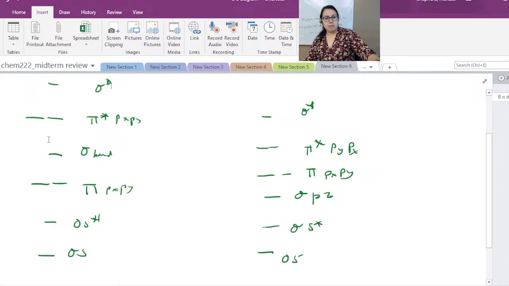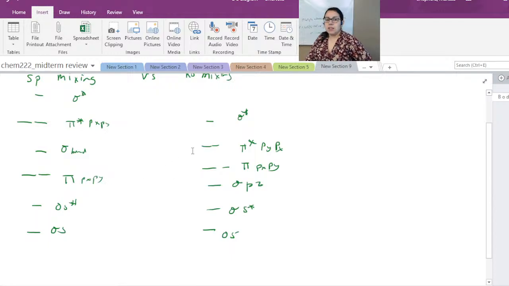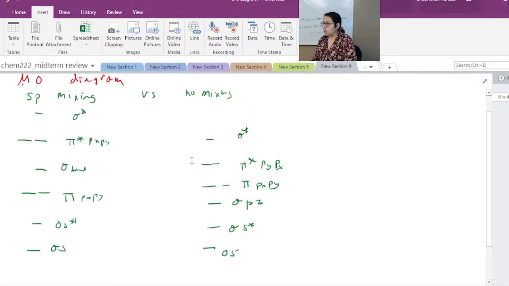As long as you have the general outline, you can just fill in and write your MO diagram. I will specify, like y'all asked, whether you can invoke mixing or not, so you don't have to figure that out.